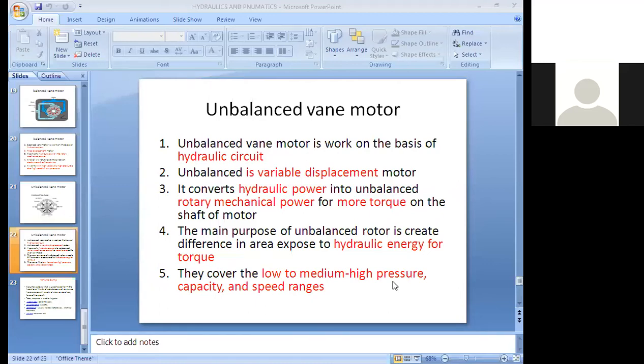Okay, no problem. They cover the low to medium and high pressure capacity and speed ranges. This is the unbalanced vane motor.